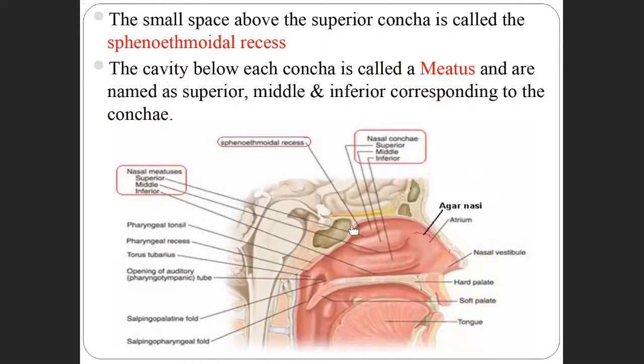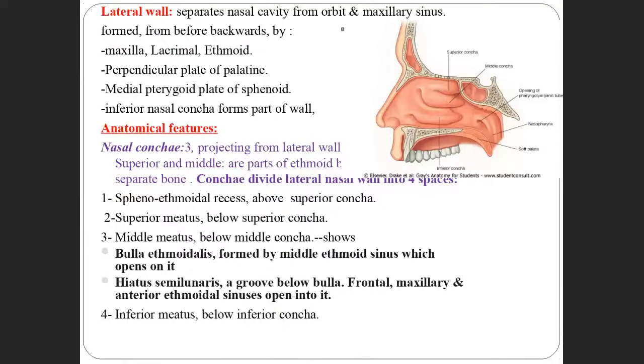Next. Above the superior concha, there is a space. This space is called the sphenoethmoidal recess. Recess means it is a small space. Okay. And then below each concha, you have a space called meatus. Superior concha, superior meatus. Middle concha, middle meatus. Inferior concha and inferior meatus.